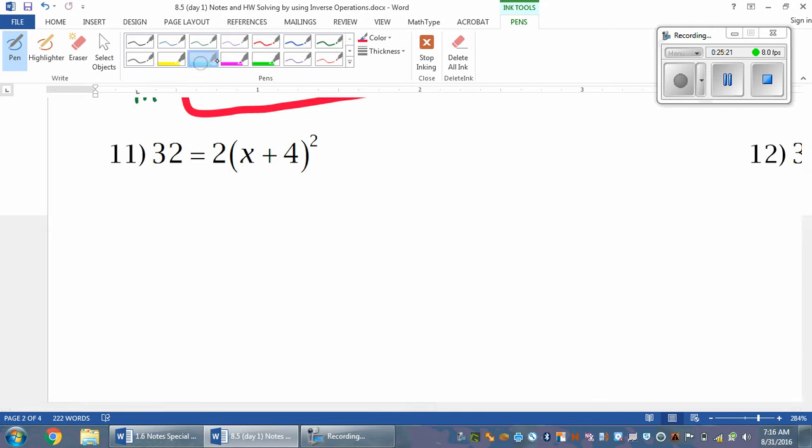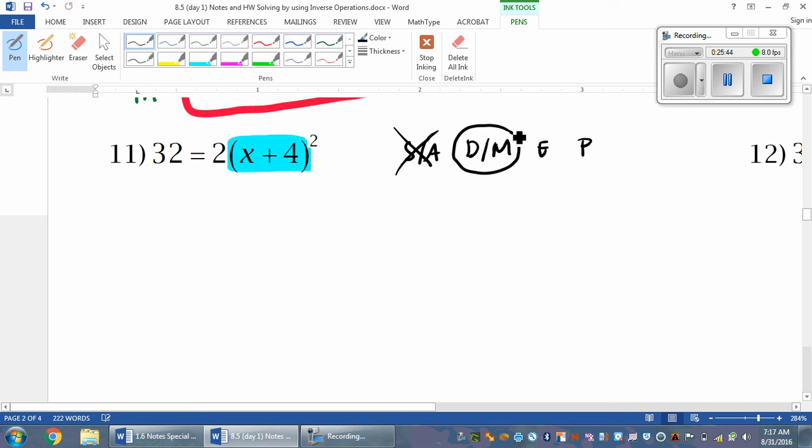All right, if you notice, again, I see a parentheses squared. My goal is to get the parentheses by itself. But now I have this 2. I'd like to get rid of the 2. Anytime a number is touching the parentheses, we know it's multiplication. So I don't have anything else to subtract. I'm going to get rid of the multiplication. How do I get rid of multiplying by 2? By dividing by 2. Okay? 32 divided by 2 is 16, equal to x plus 4 squared.